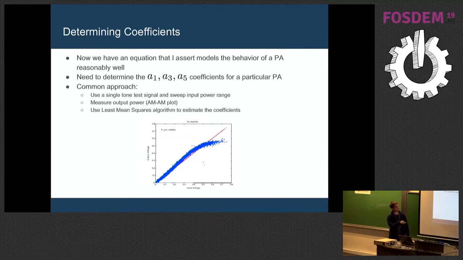And ideally, you'd see it traversing this perfect line, the perfect linear response of input voltage to output voltage. What you actually get is that curve that we saw. This is called an AM-AM plot, amplitude-amplitude plot. And the general approach is to use something like the least mean squares optimization algorithm to estimate those coefficients.